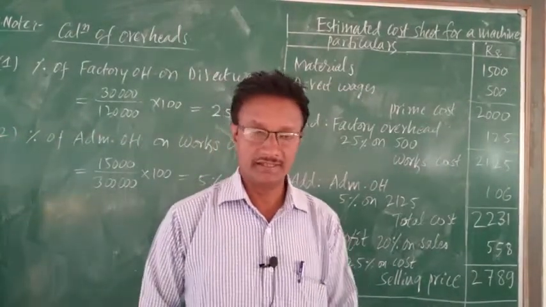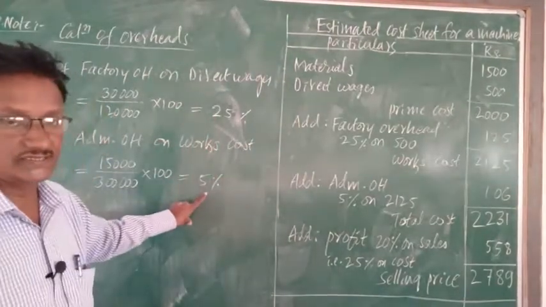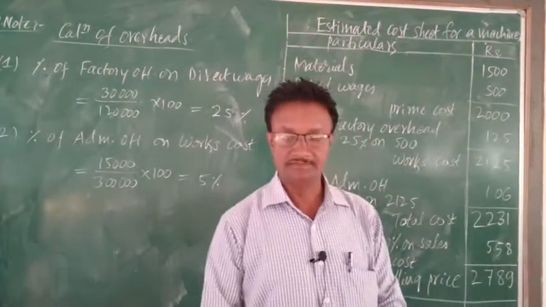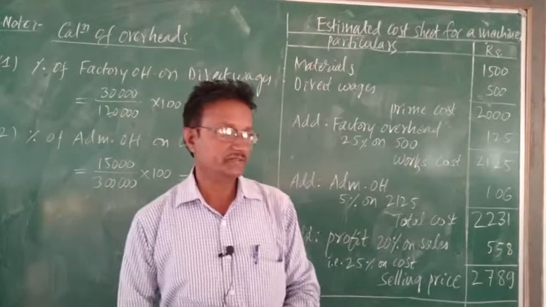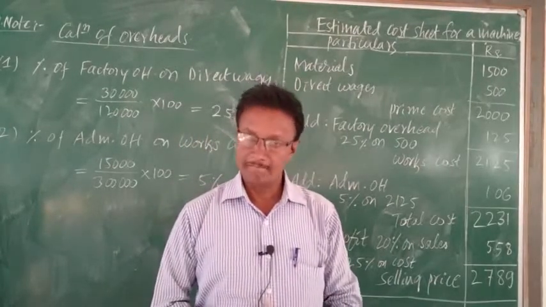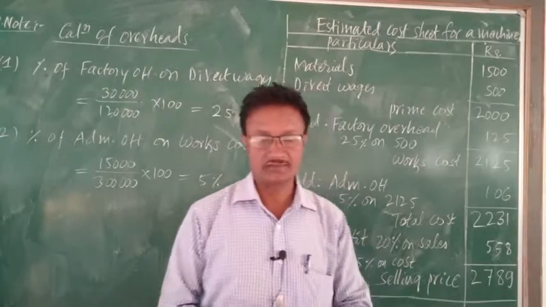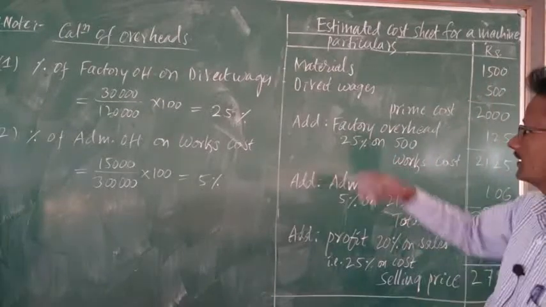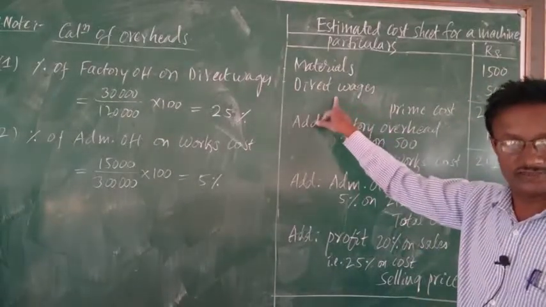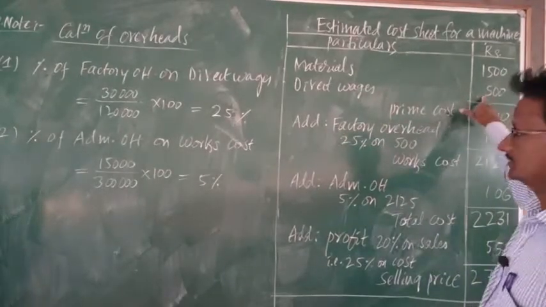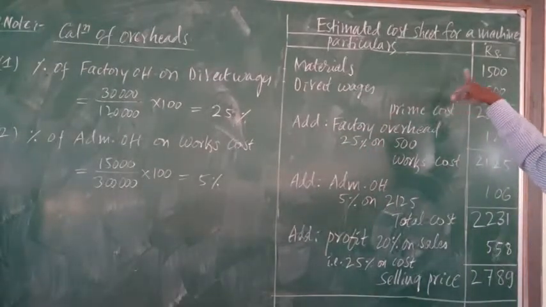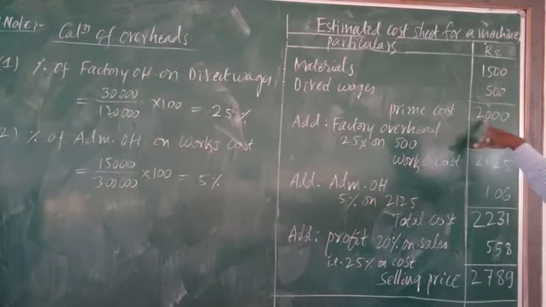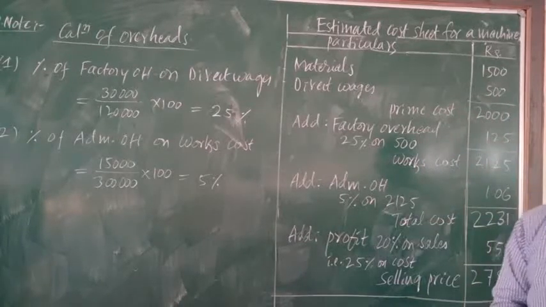After ascertaining the percentage of overheads, next we have to prepare the estimated cost sheet for a machine. For manufacture of a particular machine, the material cost required is 1500, which is given in the problem, and also the productive wages or direct wages required is given, that is 500. So making a total of material cost and wages, 1500 and 500, it becomes 2000, and it is the prime cost.